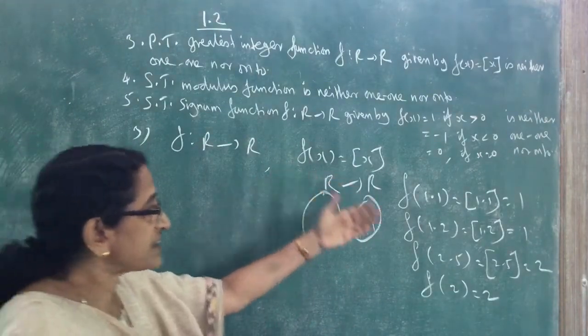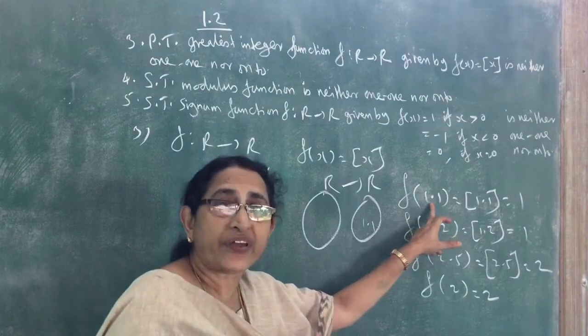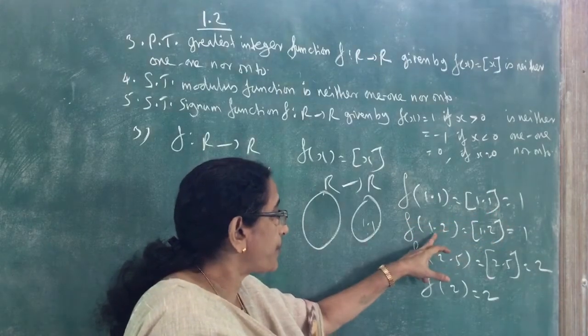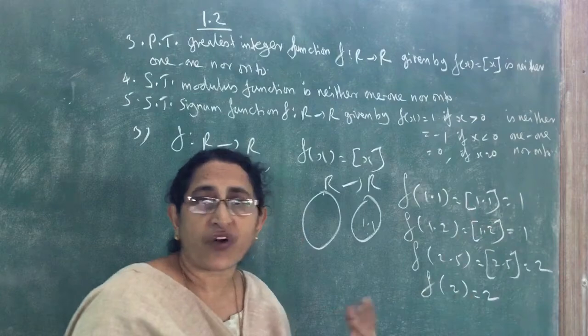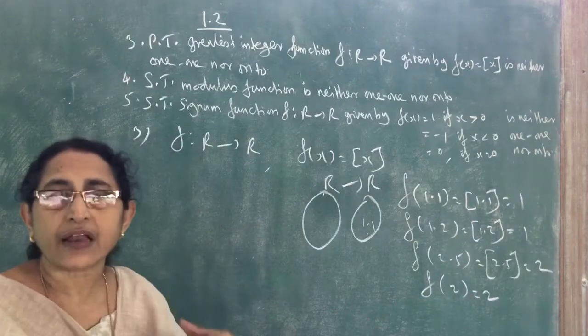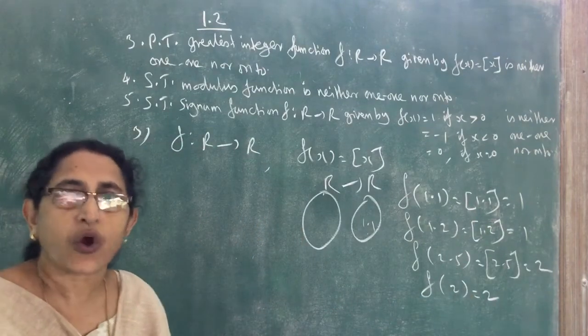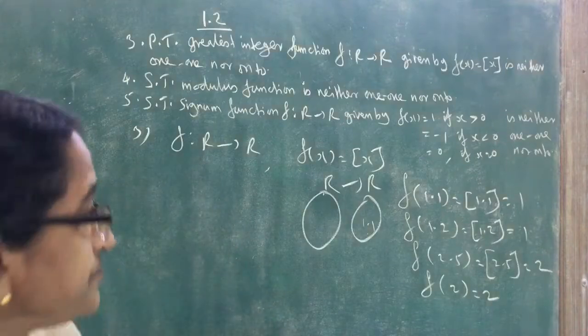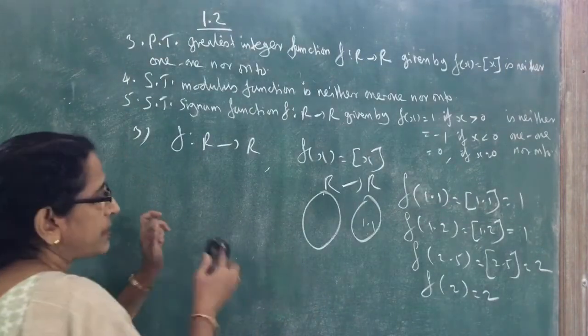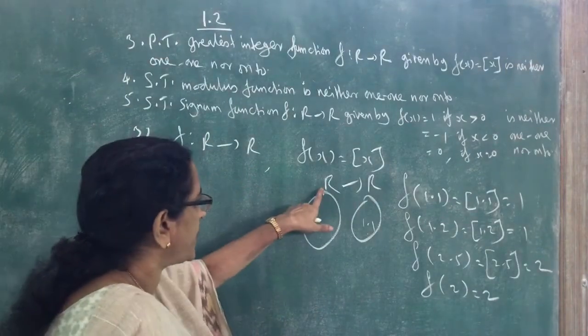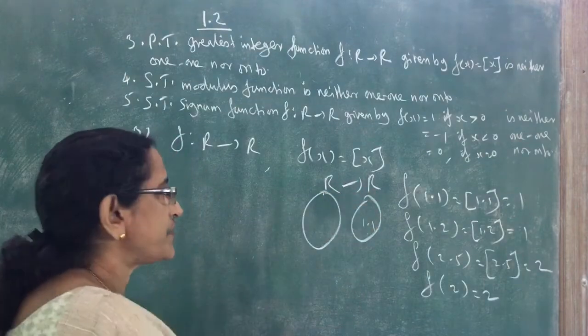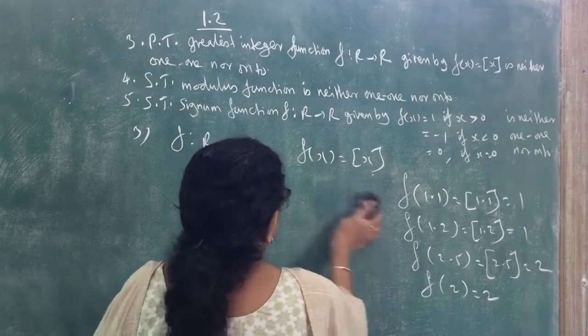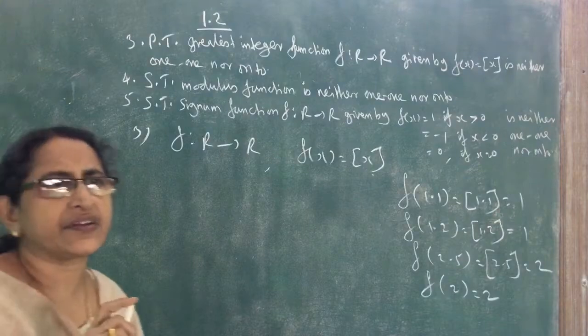And we can see image of 1.1, that is 1. Image of 1.2, that is 1. Image of 1.3, 1. So different elements have the same image. So it is not one-one. So we can write the answer. So remember that this is the domain, this is the codomain. So first we can write it is not one-one.